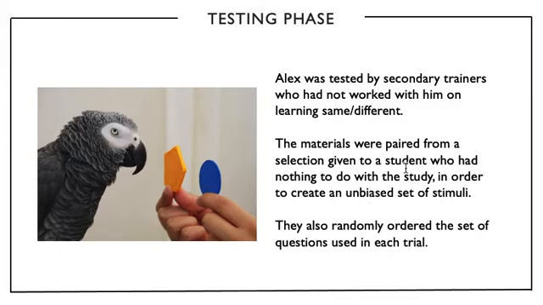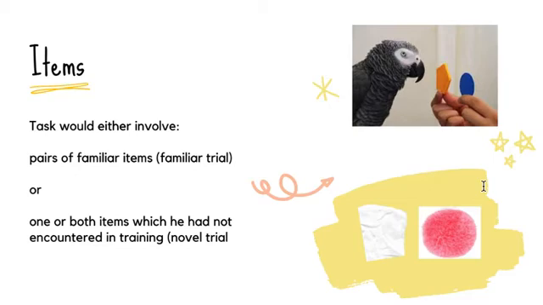So we ask another person to choose the two pairs of items at different trials. They also randomly ordered the set of questions used in each trial. So it wasn't just what's same, what's different, what's same, what's different. They randomly ordered it. Here are the items chosen by the student.